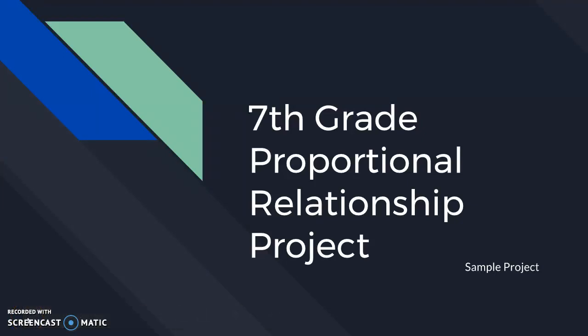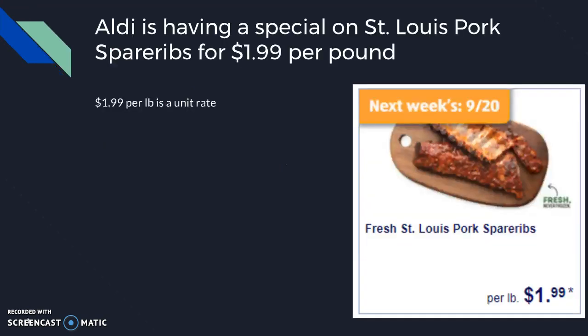Hey, seventh grade, here is a sample project for what you're going to be working on. So we're looking at proportional relationships, and I grabbed an Aldi ad. Aldi's having a special on St. Louis pork spare ribs for $1.99 per pound. So I knew this was a proportional relationship because $1.99 per pound is a unit rate. It's telling me price per one unit, 1 pound.